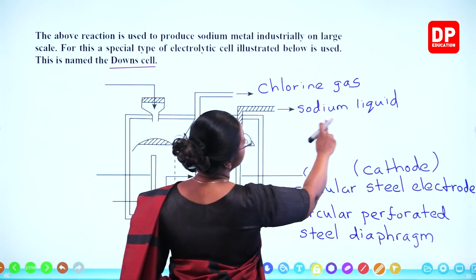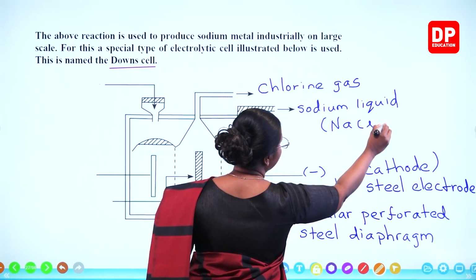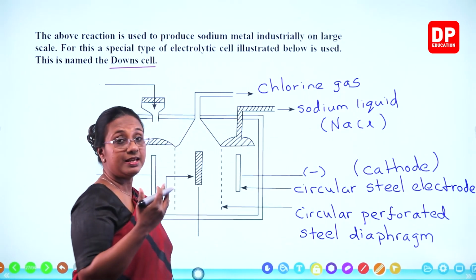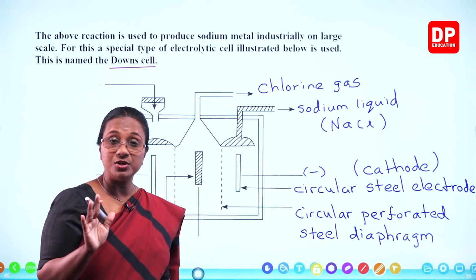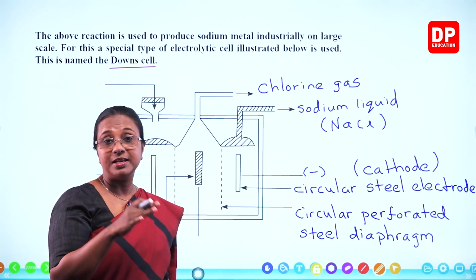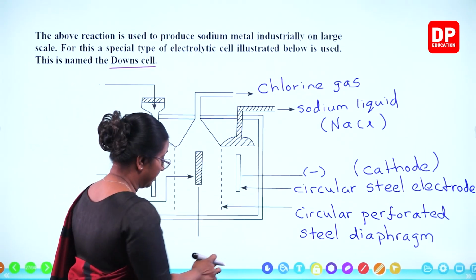And here also sodium liquid. We can write it as Na liquid or you can even write it as liquid sodium. Either way is fine as long as you all know what is happening where. So you should know to label the parts of this cell.